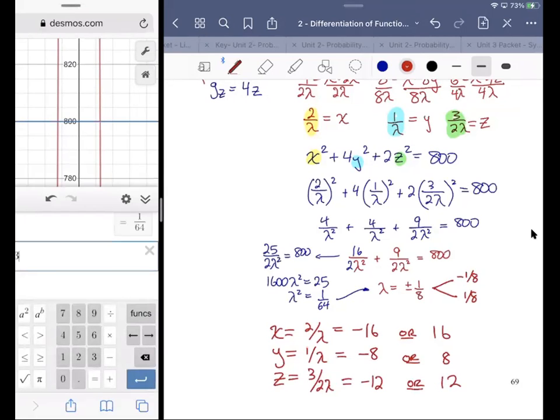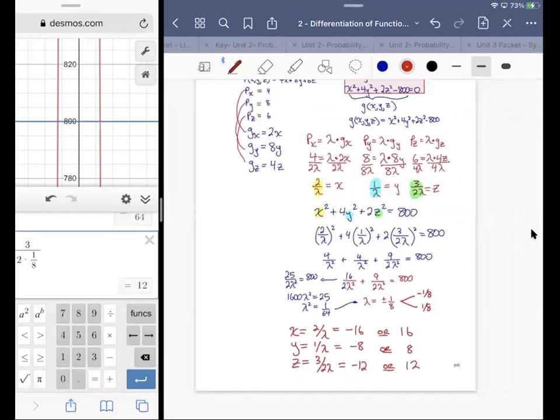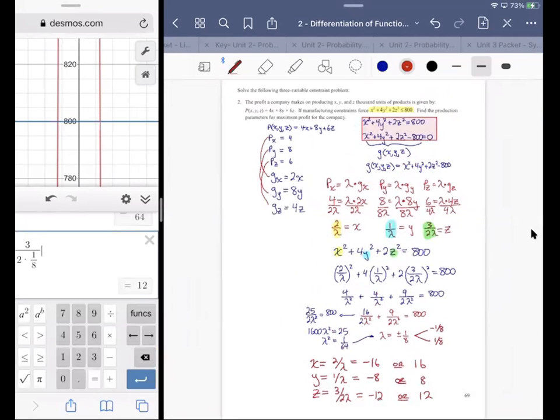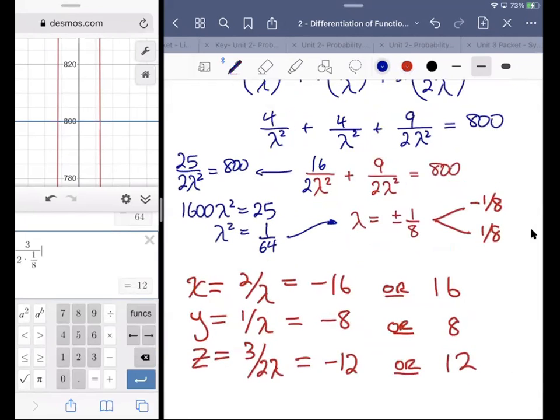Confidence check here. Best laid plans, you try to do things in your head and things go south pretty quickly, as you've seen happen to me repeatedly. All right, so it's asking for the production parameters for this manufacturing scenario. X, Y, and Z represent thousands of units of products. So going into the problem, I'm thinking it could be positive or negative, but it makes sense that we would toss the negatives now, because we're not going to produce negative products.